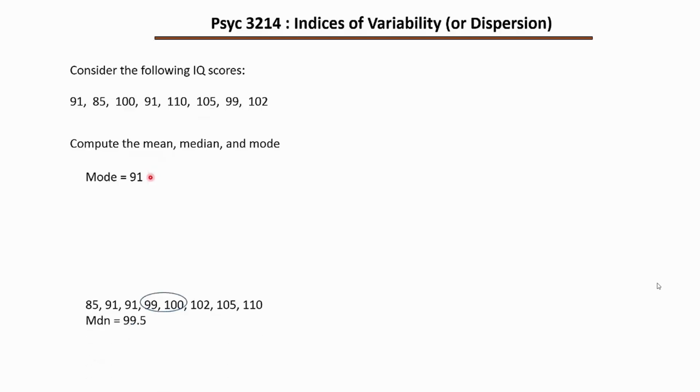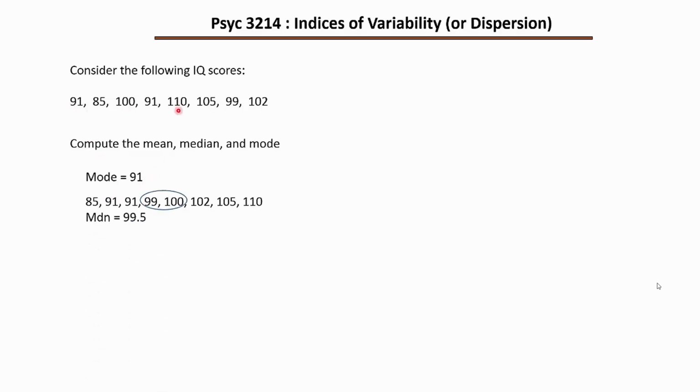It's 91. To compute the median, you rank order these data or rank them from least to greatest, 85 up to 110. These are the two middle values here because we have an even sample size, and so you split the difference, that's 99.5. To compute the mean, sum the values, so 783 if you add all of these up, divided by 8, and that gives you 97.88. And remember, I want you to remember this formula, the sum of x over n, and of course the symbol for the mean is x bar.